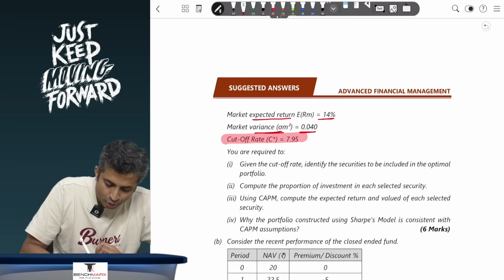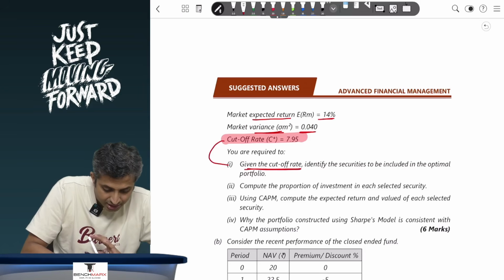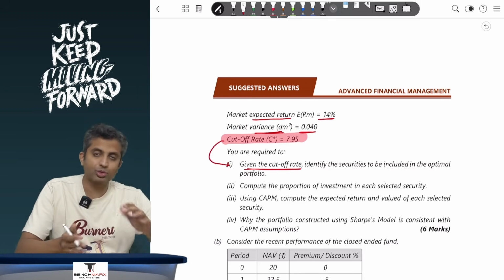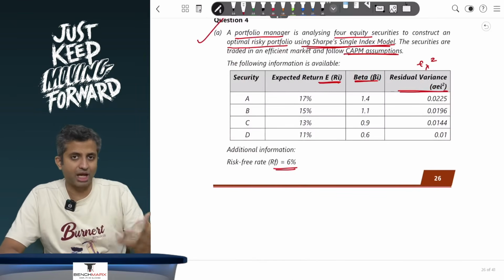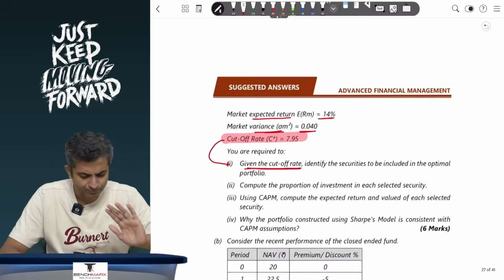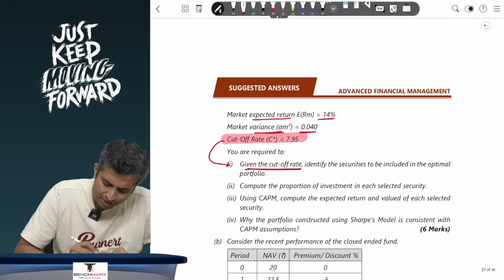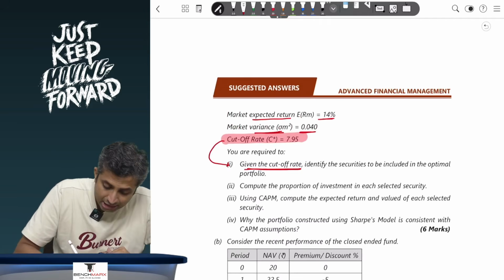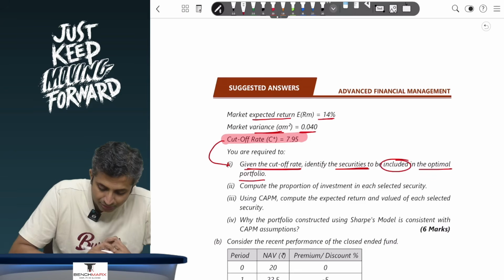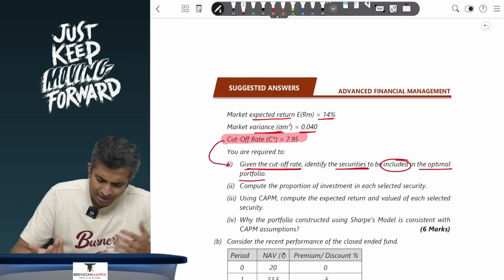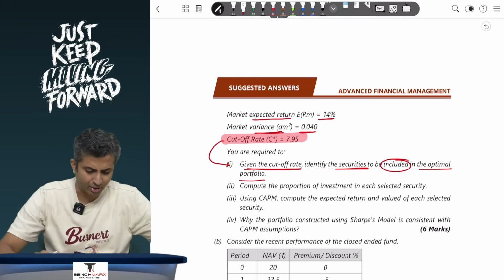Now you are required, given the cutoff rate, to identify the securities to be included in the optimal portfolio. A lot of students had actually sat and calculated this. It was not required, and maybe your answers may or may not be the same. But if the question tells you the cutoff rate is given, you have to respect that and solve accordingly. How will I identify? Ideally, I should have a series of cutoff points. Here, I don't have that.